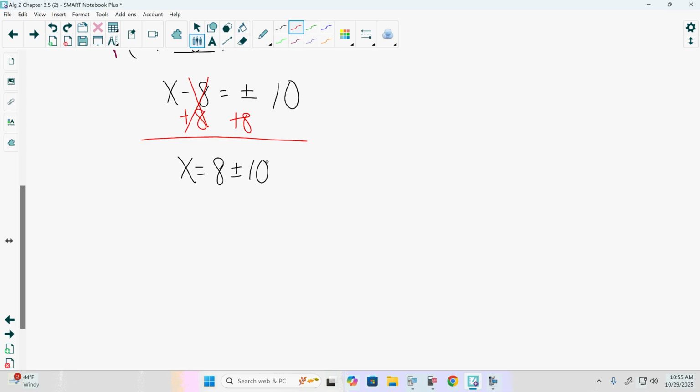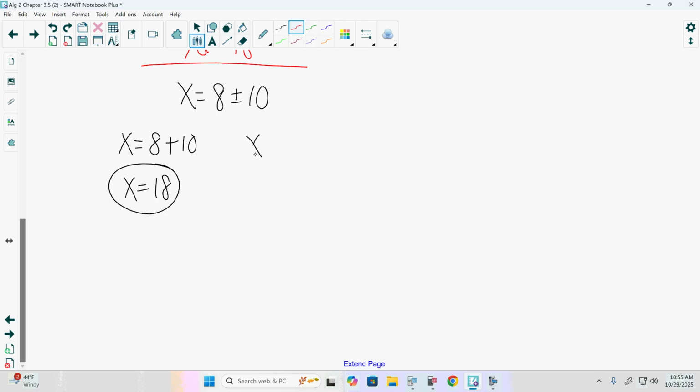Now that is the final answer as long as we cannot add and subtract 8 and 10. Can we do 8 plus 10? Yes. So we will have to simplify it because 8 plus 10 is 18. We can also do 8 minus 10, which is negative 2. So this one here does work out nicely. We get two nice answers, negative 2 and 18. We have the two values of x that will make this function be true, this equation be true.